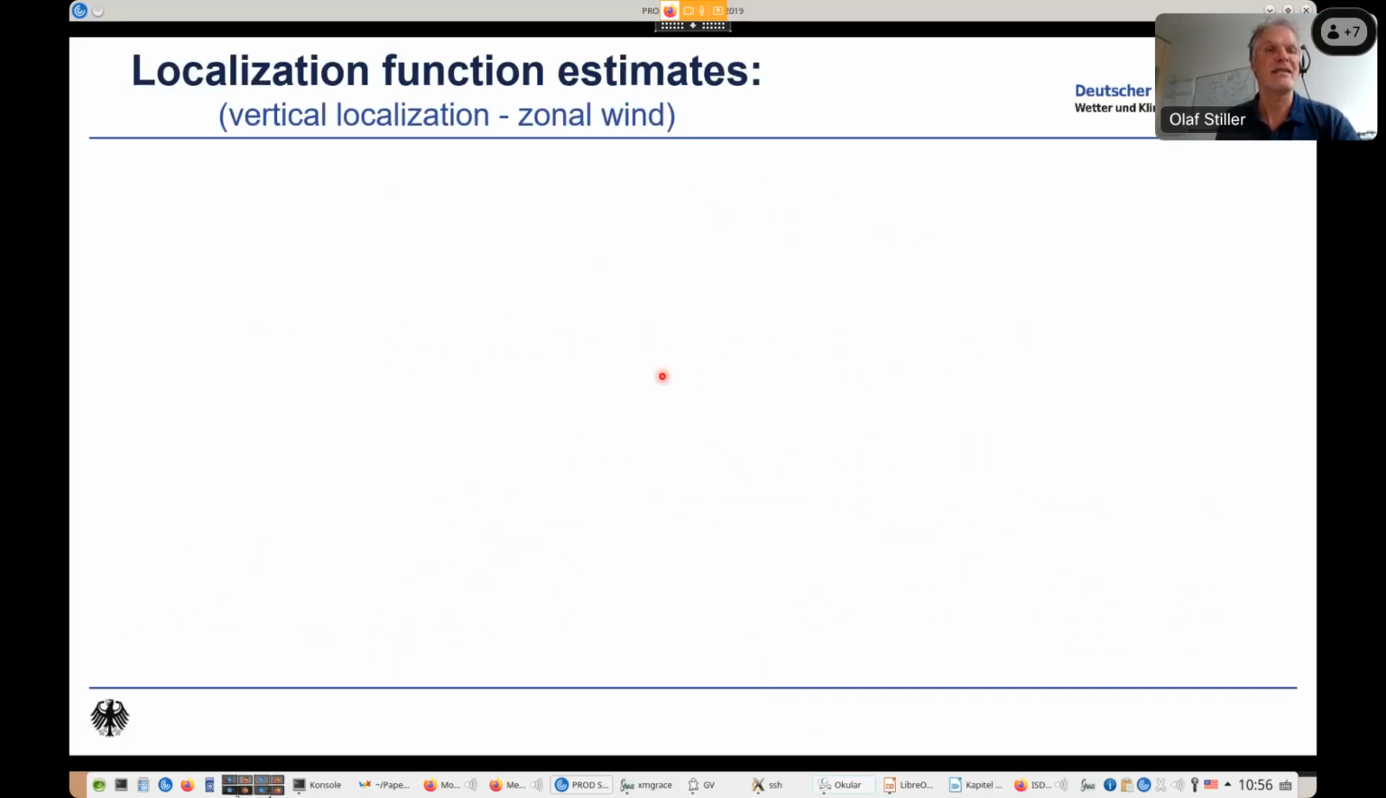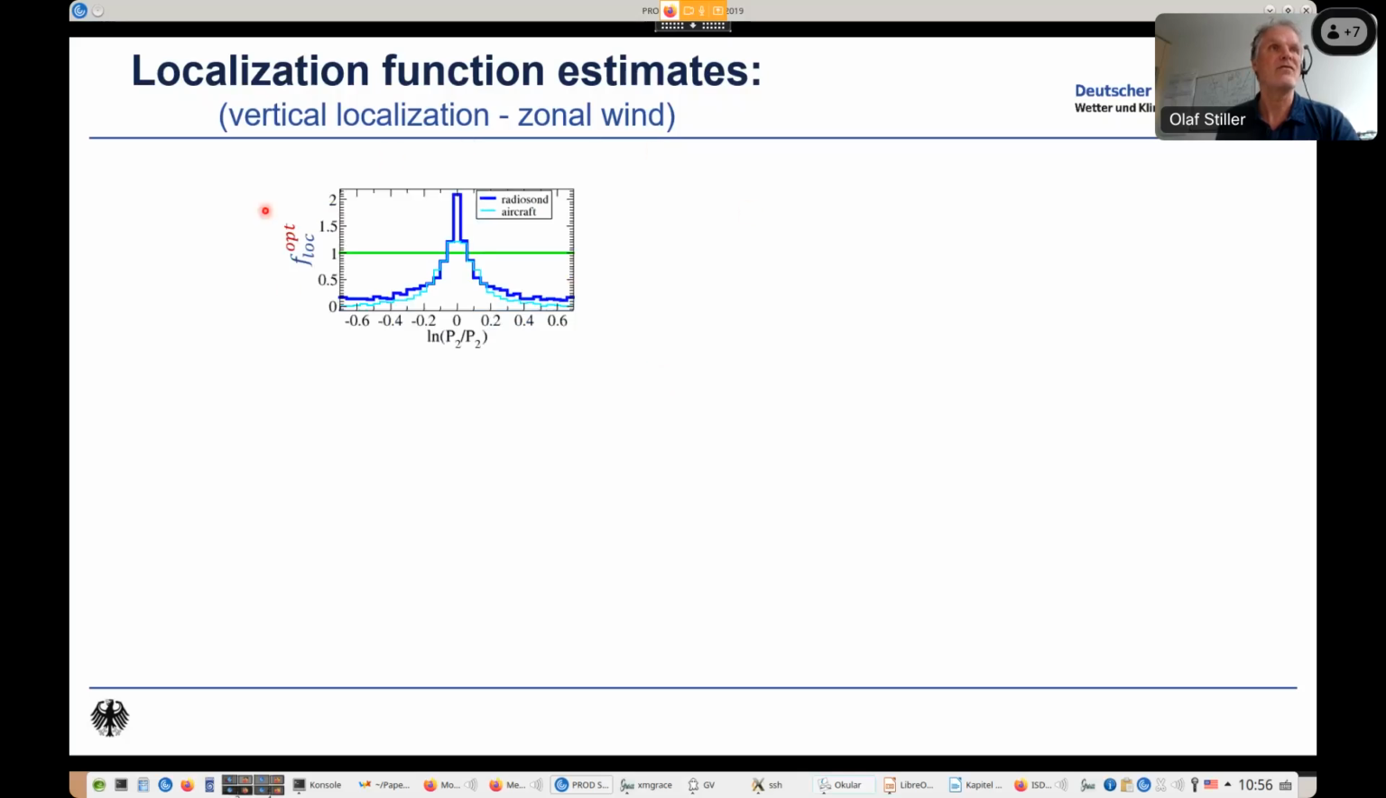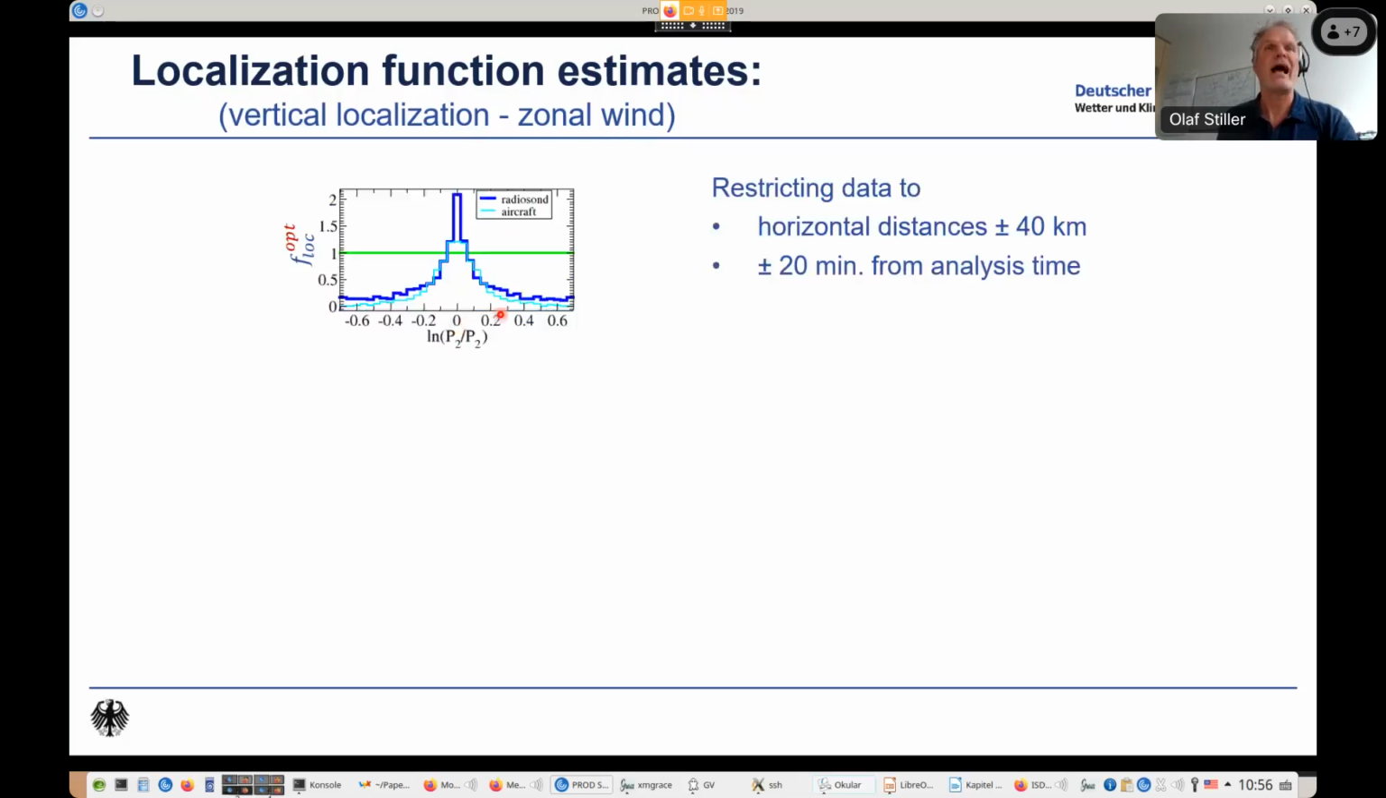So I show you some results with real data, here the vertical correlation for wind, which you get from radiosonde data and from aircraft data. On the x-axis here, in logarithmic pressure coordinates, is the vertical distance between the 2 observations. Because I'm interested here only in vertical localization, I've restricted horizontal distances to 40 kilometers, and also the observations have to be plus or minus 20 minutes from the analysis time.